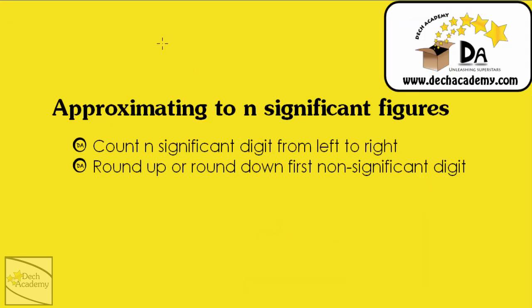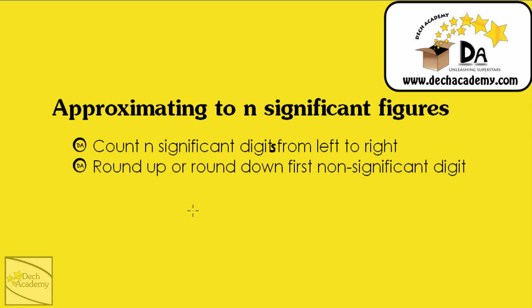You're going to find that you'll have some problems where you have a number which has a certain number of significant figures, but you're then asked to approximate that number to a certain number of significant figures. So we're looking at how to approximate a number to n significant figures. The first thing you do is count from left to right n significant digits.